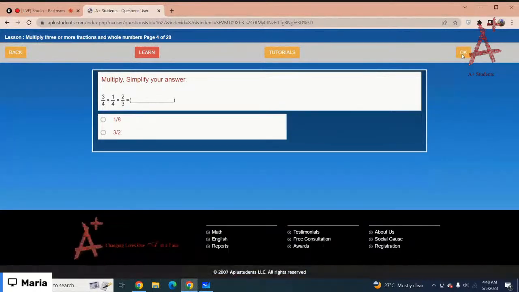Okay, the next one is 3 by 4 times 1 by 4 times 2 by 3. So you have to multiply all the numerators and then all the denominators. When you multiply all the numerators, it would be 2 times 1 times 3. That would be 2 times 3 is 6. Then you have to do 4 times 4 is 16, 16 times 3 is 48. So it would be 6 over 48.